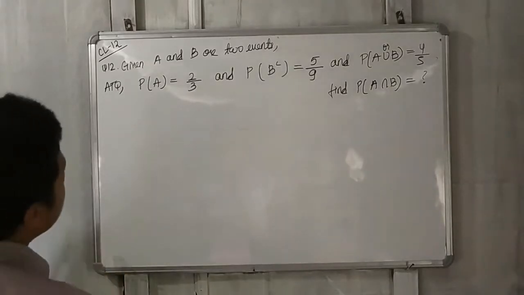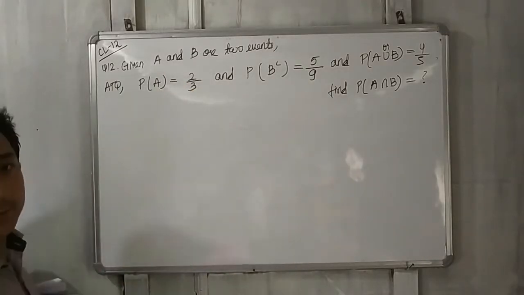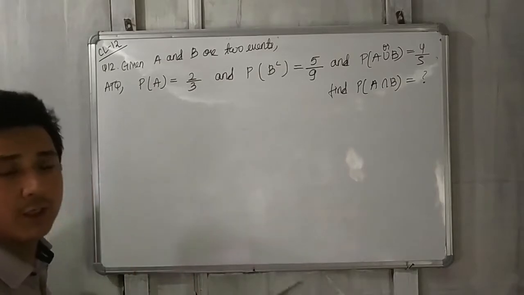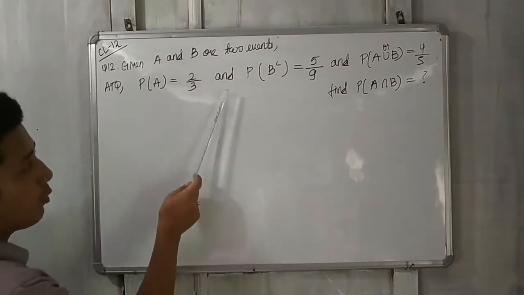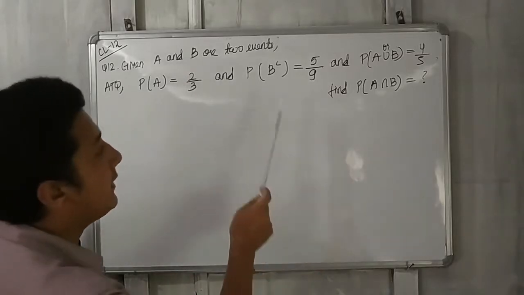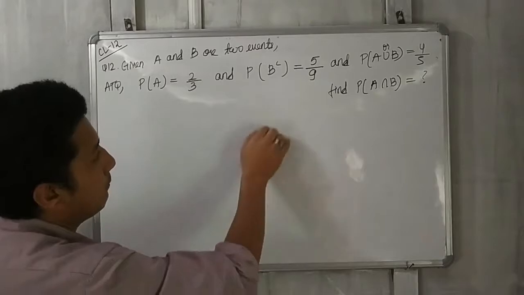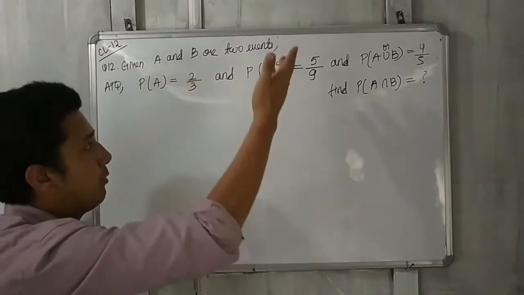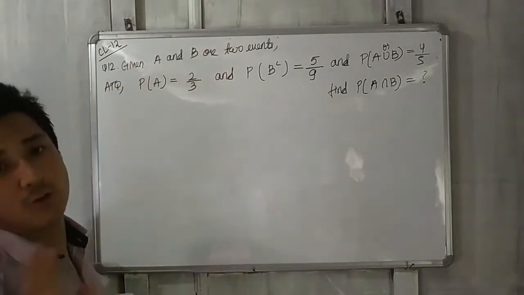Okay, so I've written out here A and B are two events. According to the question, it's given to us the probability of happening of A is 2 by 3 and the probability of not happening of B is 5 by 9. That's why I've mentioned B complement. So B means occurring, B complement means not occurring. A means occurring, A complement means not occurring.